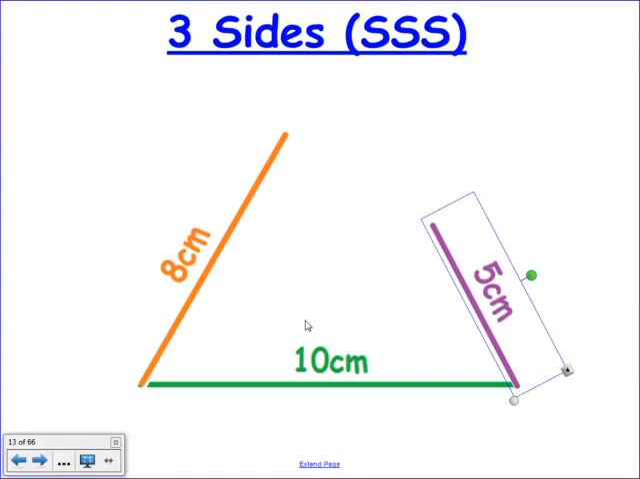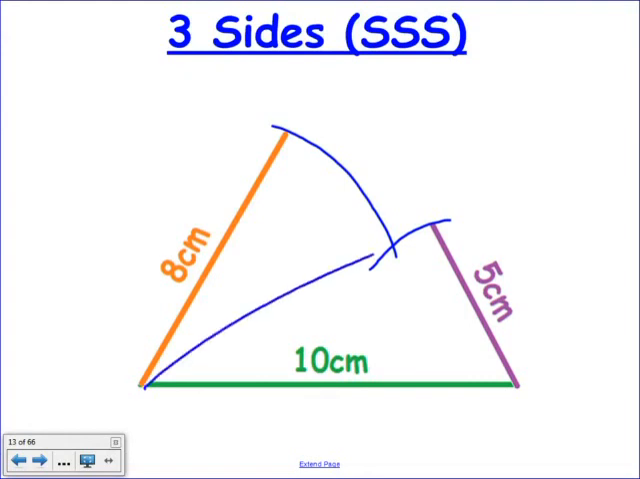I measure my compass to 8 and put an arc on. You do it to the other side. And then I set my compass at 5 and draw an arc. Then just join the lines to the points. And where those 2 arcs cross, that's exactly 8 centimetres and that's exactly 5 centimetres.